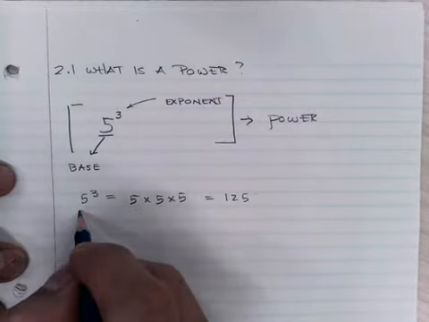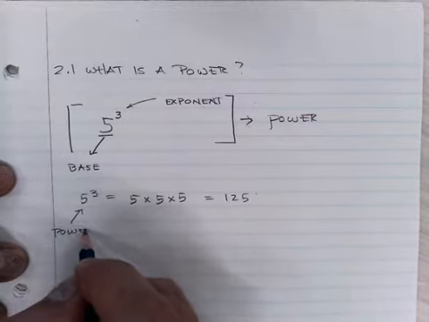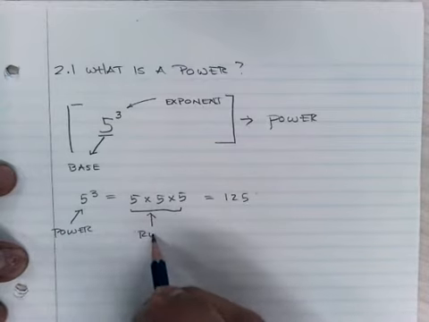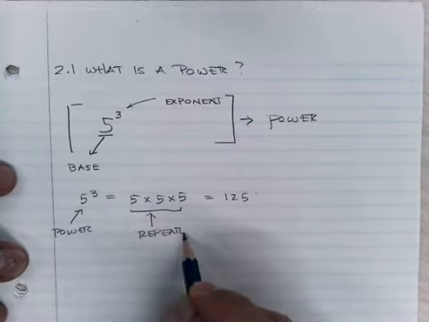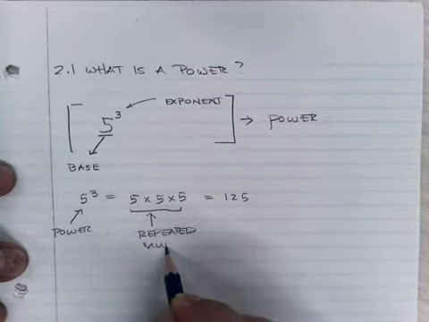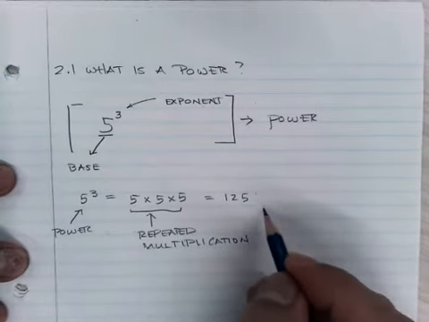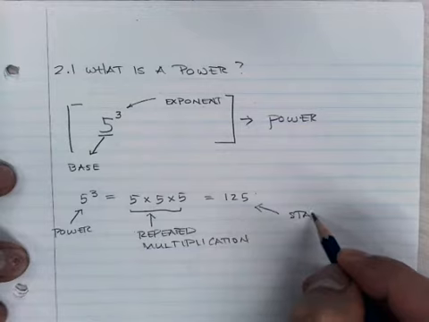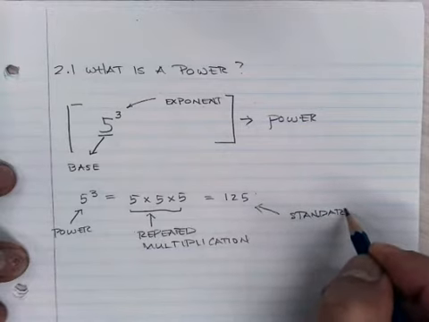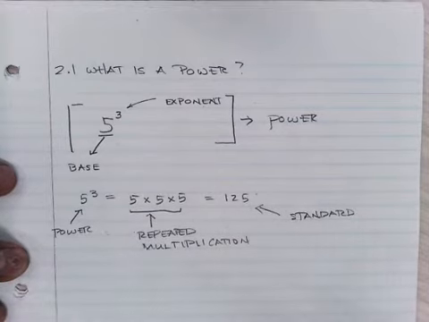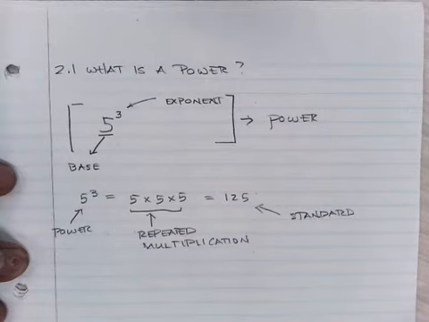So there's 3 identities here. The power. This is called the repeated multiplication. And finally, this is called the standard form, which is what the power is equal to after you've actually gone ahead and multiplied it. So now you know what a power is, what it means, and what its answer will be in the end.